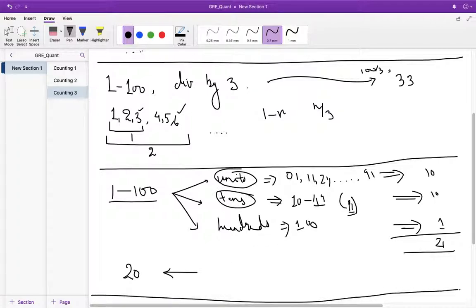So you would have 21 ones in the numbers from 1 to 100 and 20 such distinct numbers that have at least one 1 in the range 1 to 100.